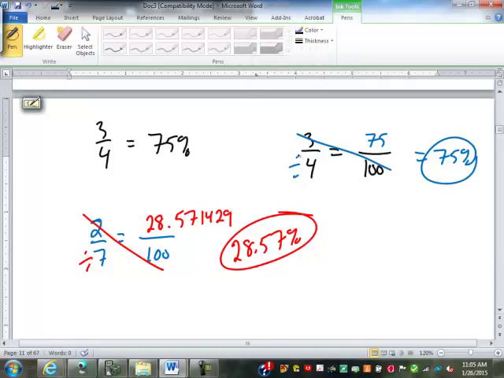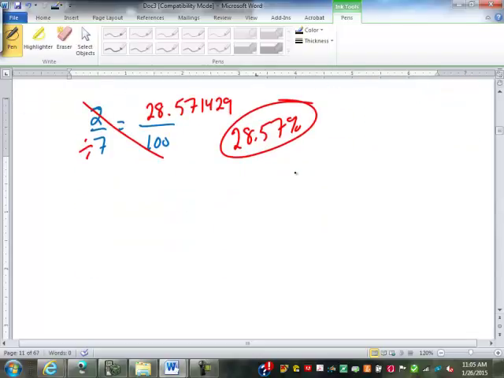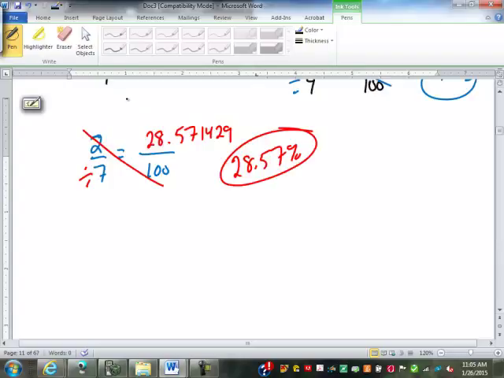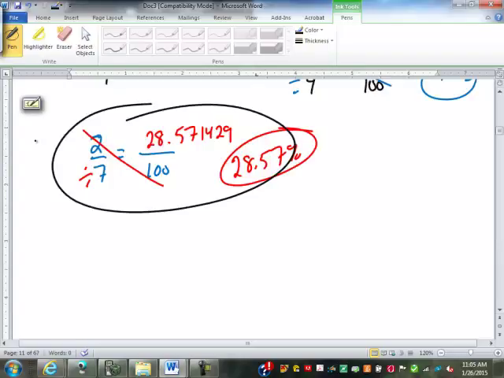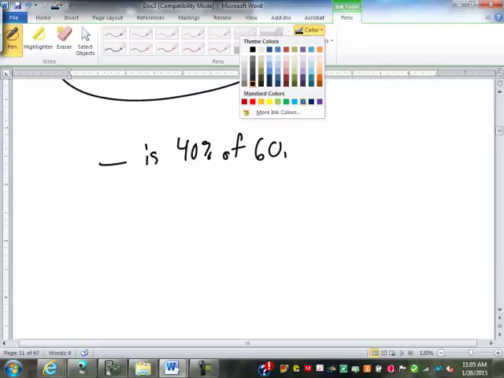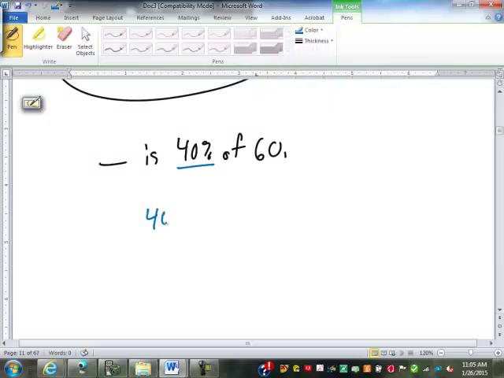Questions so far? Okay. So when we go to calculate with these percents, we use this same proportion type setup. For example, let's say I want to find blank is 40% of 60. Well, I always start out with the percent. So 40% is 40 out of 100.